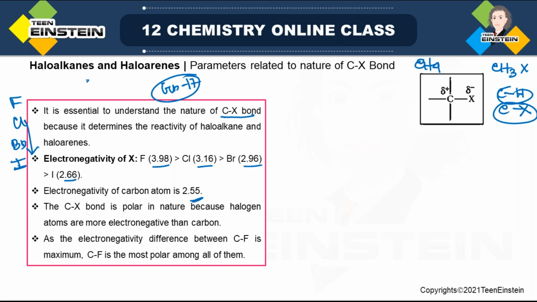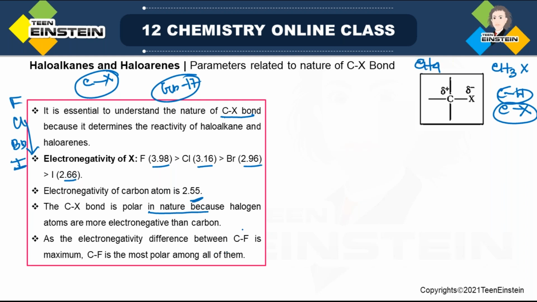So whatever is the nature of halogen, whenever you have any C-X bond, partial positive charge will be towards carbon because it is less electronegative, and partial negative charge will be towards halogen because it is more electronegative. And this is the reason why this C-X bond is polar in nature, because of this electronegativity difference.